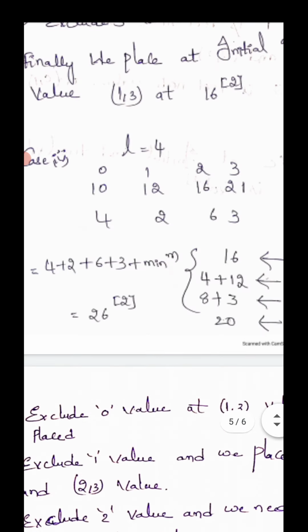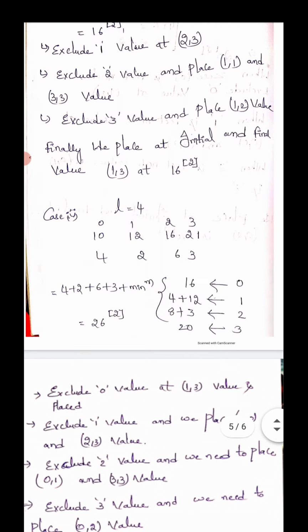Okay, ma. 4 plus 12. I have to write from root node 1. We need to exclude 1 value and we place 0, 0 value and 2, 3 value. 0, 0 value is 4 and 2, 3 value is 12.